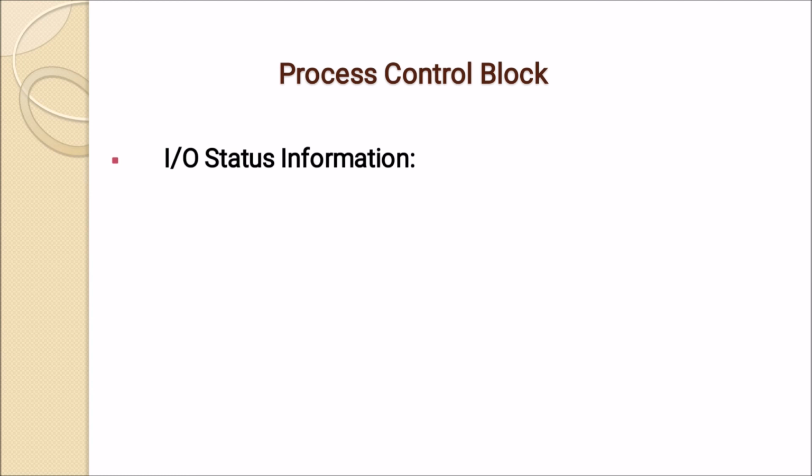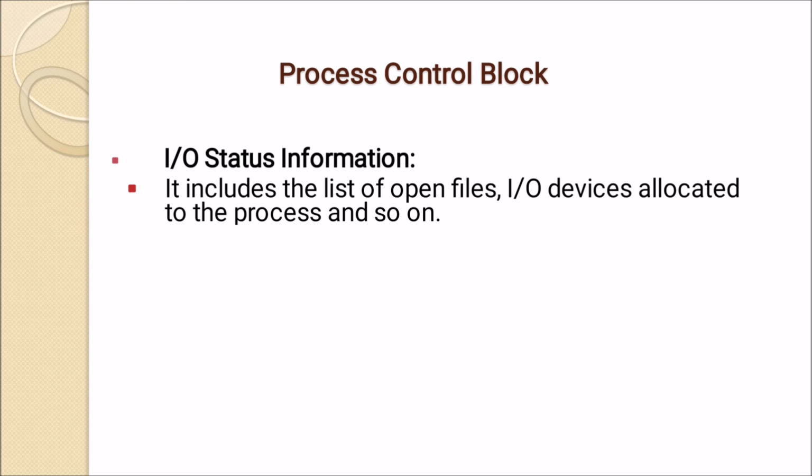The next one is IO status information. It includes the list of open files, input output devices allocated to the process, and so on. So this input output related information is stored in this field: how many files are open, the list of open files, and which input output devices are allocated to the process. For example, right now only a printer is allocated to this process. So this is the information stored in this field.